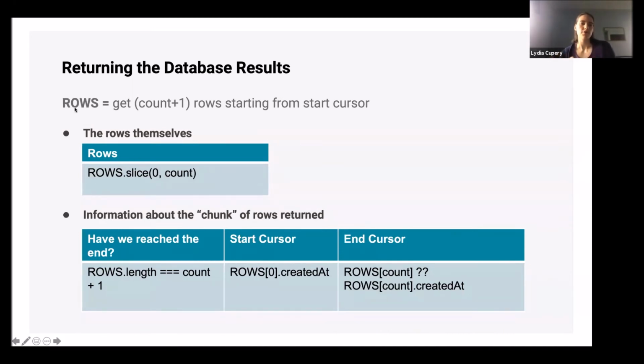So I got the rows from the database, and if the user asks for count number of rows, I asked the database for count plus 1 number of rows. Then I returned the count number of rows back to the user, and I also returned information about the chunk of rows. I used that extra row that I fetched to determine if we had reached the end or if there's more rows after the current rows I'm returning. And I returned the start cursor, which is just the created at date for the first row, and the end cursor, which is just the created at date for the last row.